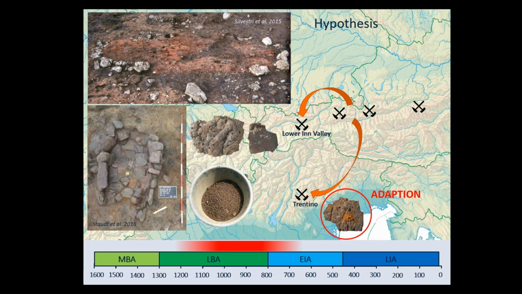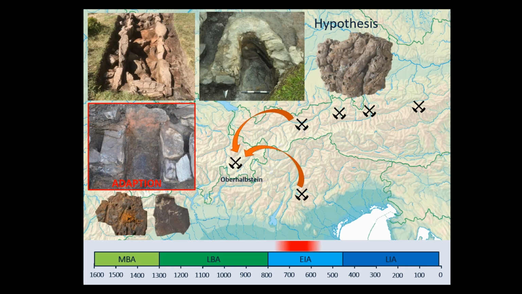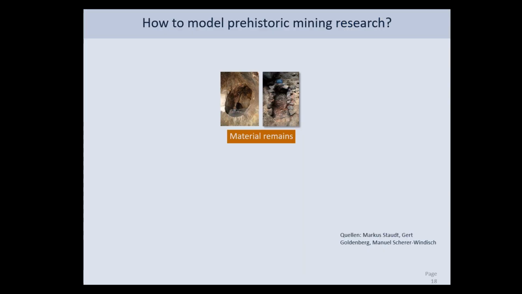And it spread further on into the start of the Iron Age to the Trentino, the Lower Inn Valley. And in the early Iron Age it came to the Oberhalbstein in Switzerland. So this is the hypothesis. And the question is now, how can we represent this with our data structures, with our integrated data?